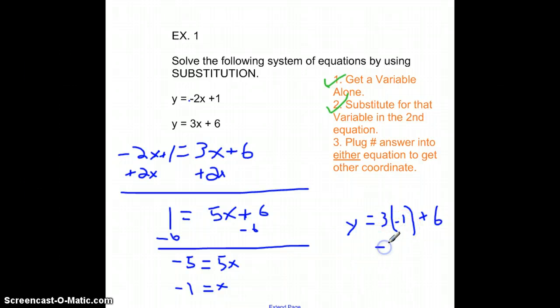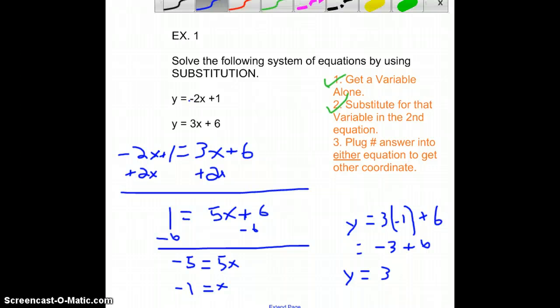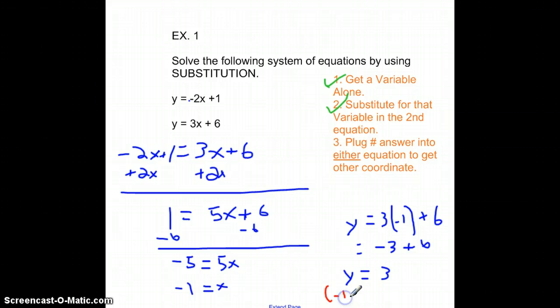3 times negative 1 is negative 3 plus 6. Well, negative 3 plus 6, we should know, is positive 3. Alright, so y equals positive 3. Which means our point of intersection between these two lines is where x equals negative 1 and y equals 3. So our point of intersection, we'll put it in a different color here. We'll change it up. Negative 1, 3. Voila. There we go. Okay, and that's step 3.